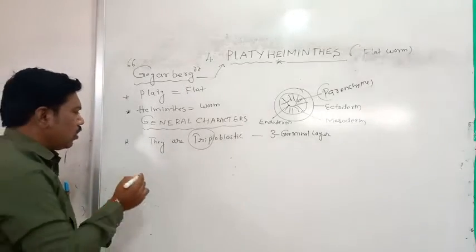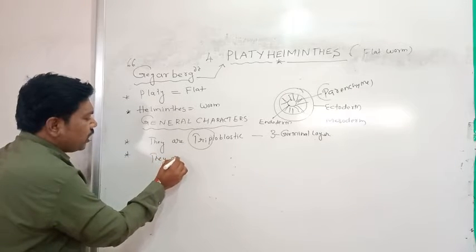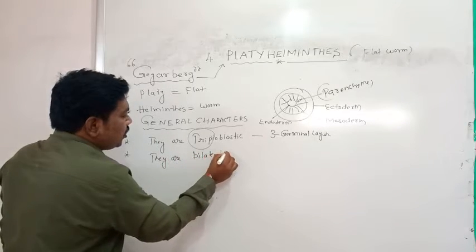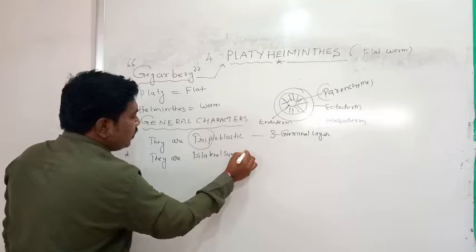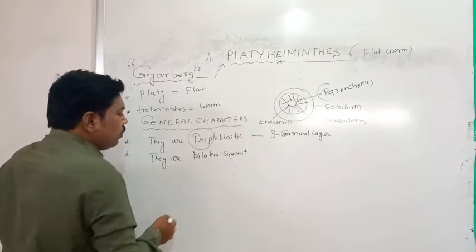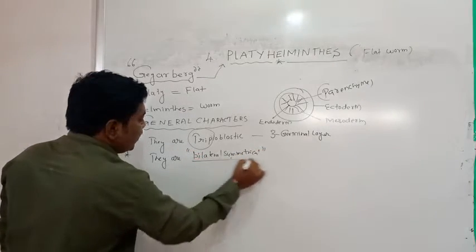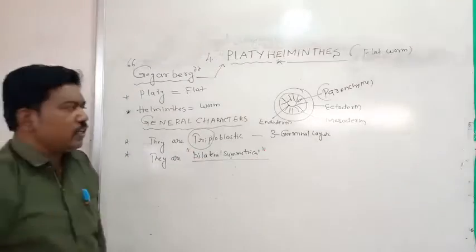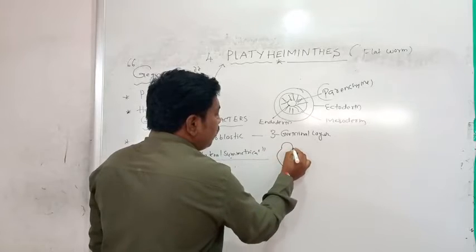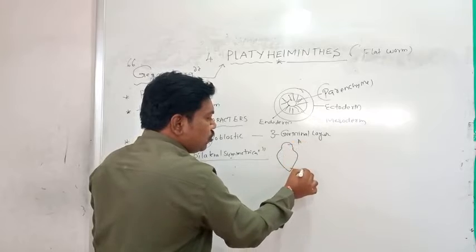They are triploblastic organisms, and they are bilaterally symmetrical organisms. Which kind of symmetry is exhibited by the members of the Platyhelminthes? Bilateral symmetry. What is the meaning of bilateral symmetry? For example, this is the liver fluke, a flat worm. This is the anterior portion and this is the posterior portion.